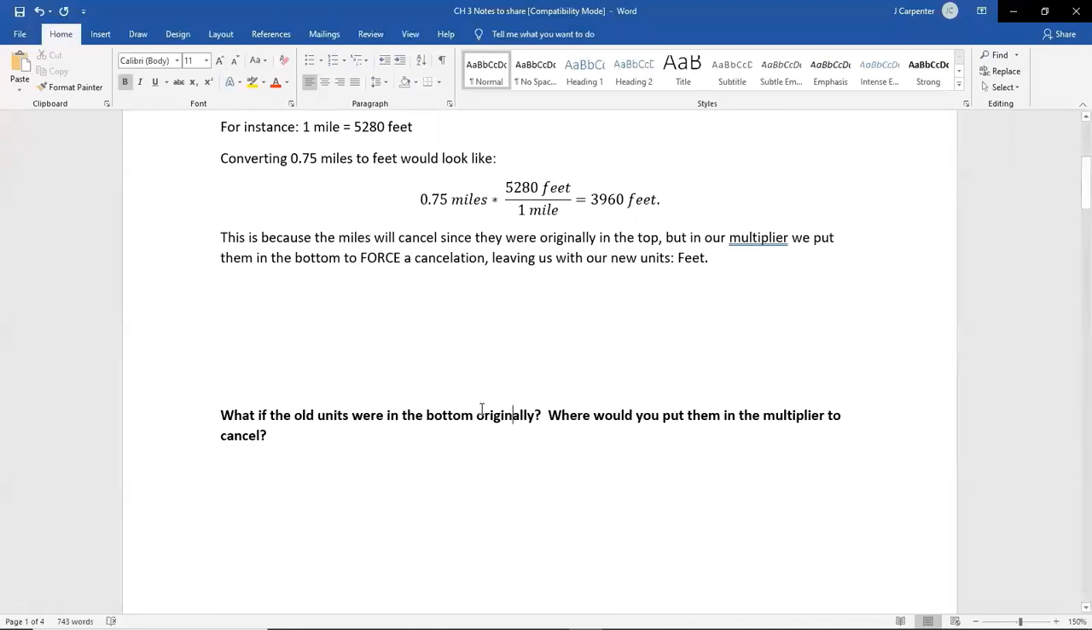Sometimes things go wrong. So in that instance, that example I just quickly discussed, what if the old units were originally in the bottom? Where would you put them in the multiplier to get rid of them? So that example that I just verbally discussed, we're now going to show it.